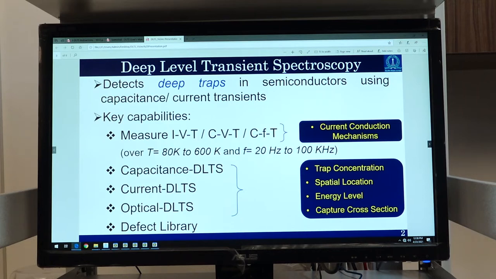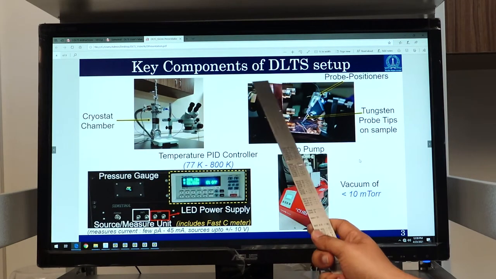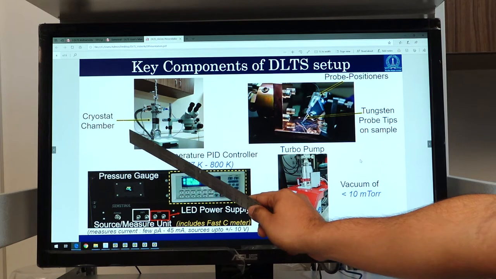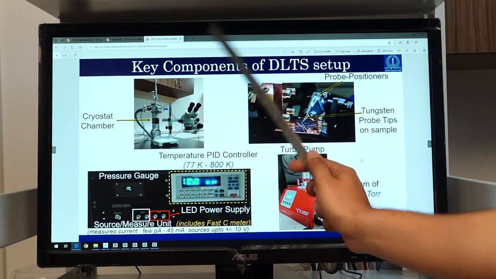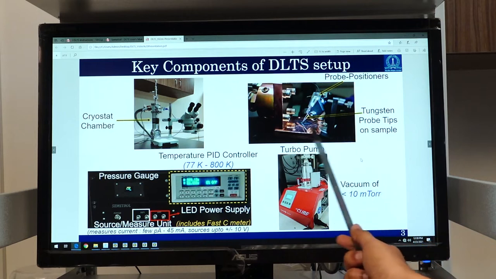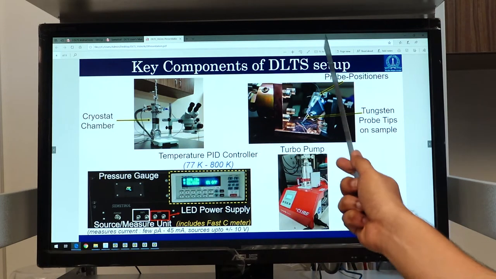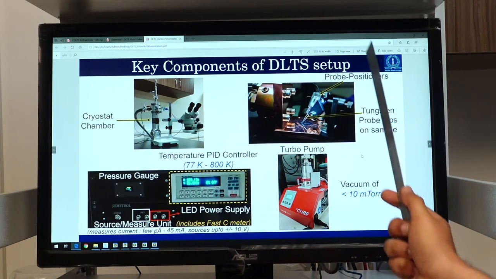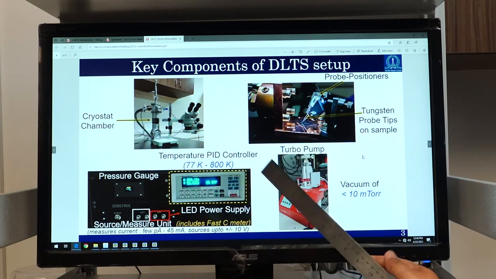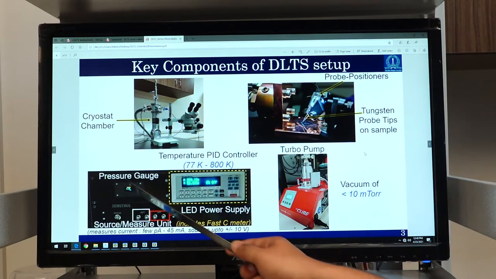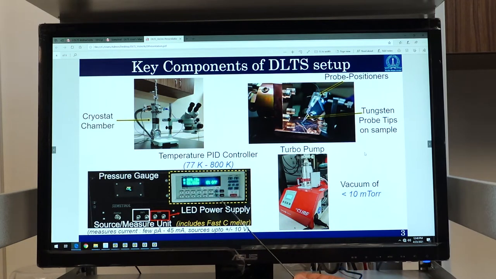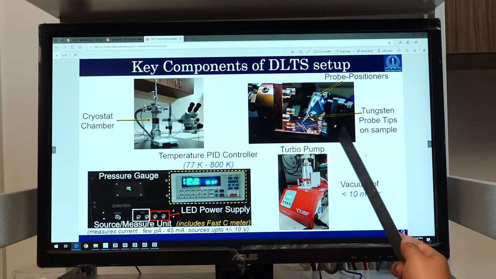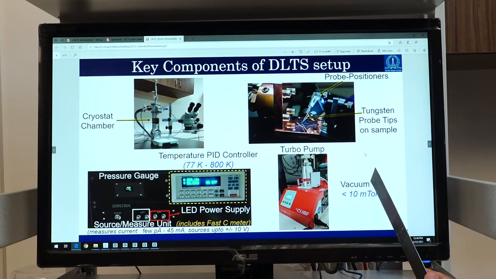The key components of the DLTS setup include the cryostat chamber, which is used to control temperatures. We have the sample loading stage, which is loaded inside the cryostat chamber, which has probe positioners and tungsten probe tips, and we can also load wire bonded samples. We have a control unit, which comprises an electrical source measure unit. We have a pressure gauge, we have a temperature controller, and in order to maintain vacuums as low as a millitorr, we use a turbo pump and a diaphragm pump combination, using which we can achieve vacuums of less than 10 millitorr.